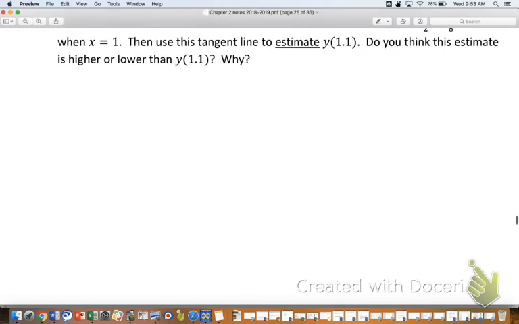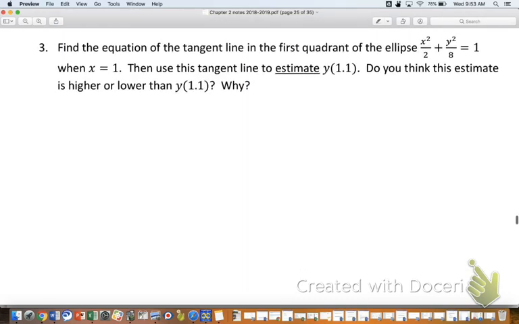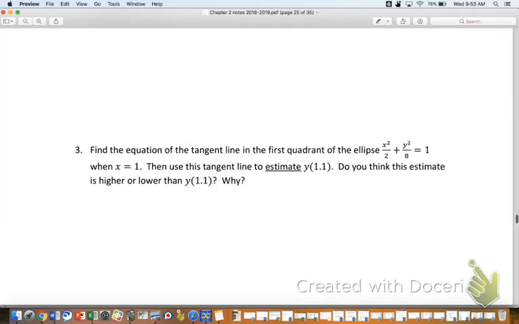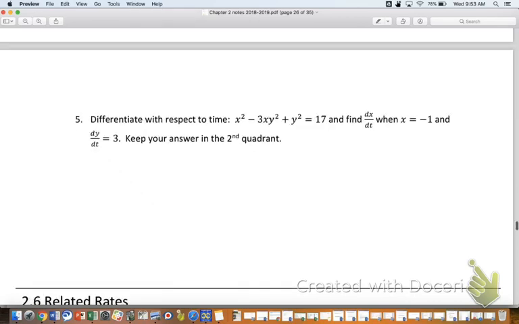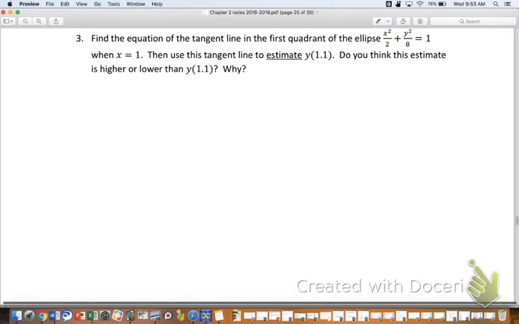So I would like to do the one with the ellipse. So if you guys turn back to number 3. We've done 2, we've done 4. Okay, this is perfect. Okay, so here's number 3.